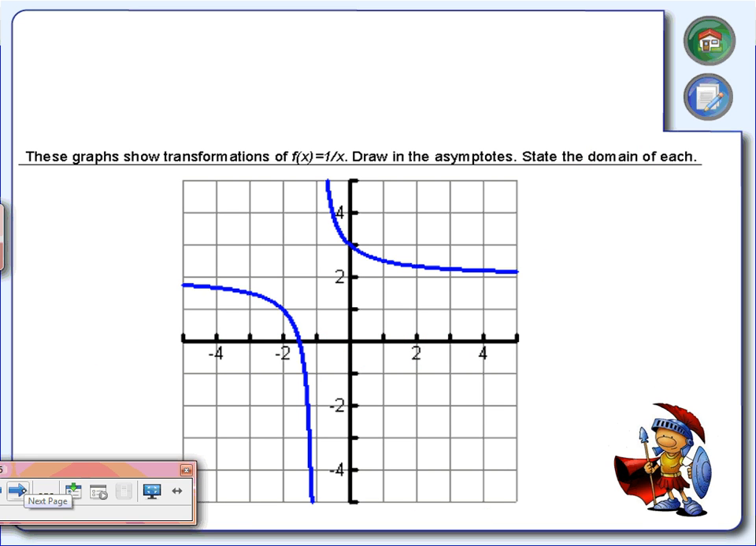Let's try another one. Second graph. Again, there are 2 different asymptotes: a horizontal asymptote and a vertical asymptote. The horizontal asymptote is going to be this line right here. This is the line that we're getting really close to. So what's the equation of that line? y equals 2. y equals 2 is the equation of that horizontal asymptote.